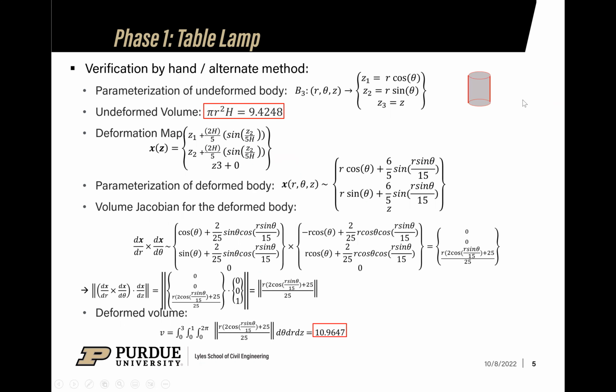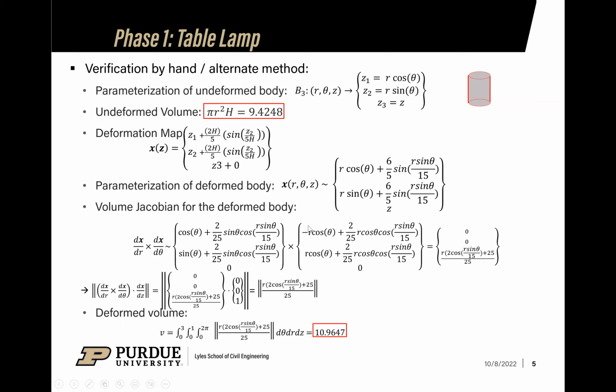Coming to the volume, the volume is calculated for the similar part here as well. So this is the parameterization for that particular part of my body. And the undeformed volume comes out to be pi r square h. The h here is 3, that is the height of this object. Coming to the parameterization of the deformed body, this is the parameterization obtained for the deformed body, and then we just substitute the parameterization for the undeformed body into the map, and then obtain the parameterization for this.